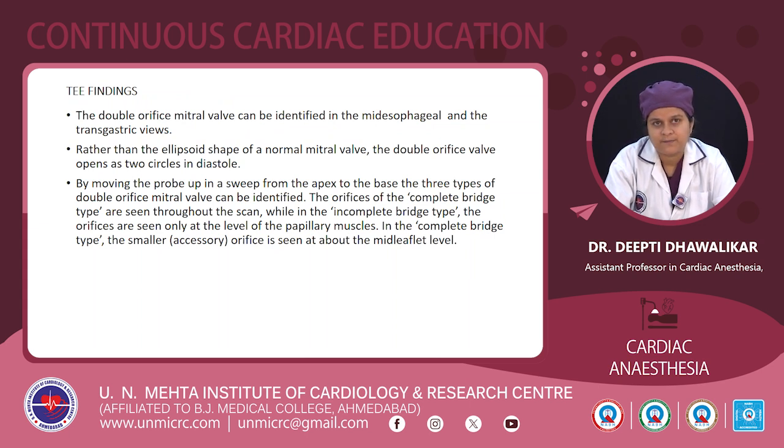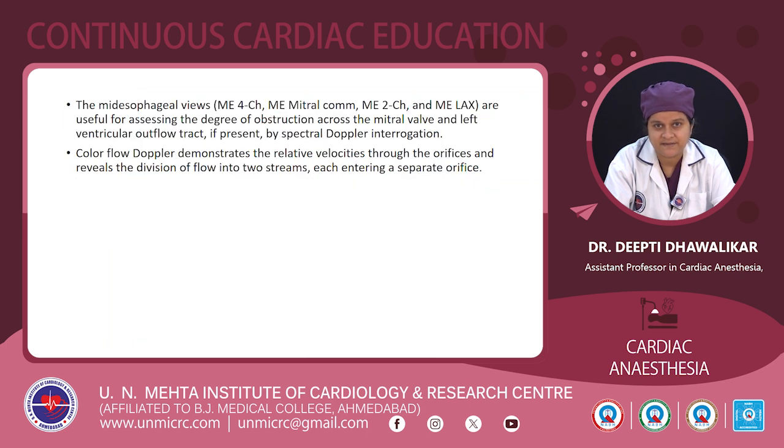TE findings. The double orifice mitral valve can be identified in the midesophageal and transgastric views. Rather than the ellipsoid shape of the normal mitral valve, the double orifice valve opens as 2 circles in diastole. By moving the probe up in a sweep from apex to base, the 3 types of double orifice mitral valve can be identified. The orifices of complete bridge type are seen throughout the scan, while in the incomplete bridge type, the orifices are seen only at the level of papillary muscles. In the complete bridge type, the smaller or accessory orifice is seen about the mid-leaflet level.